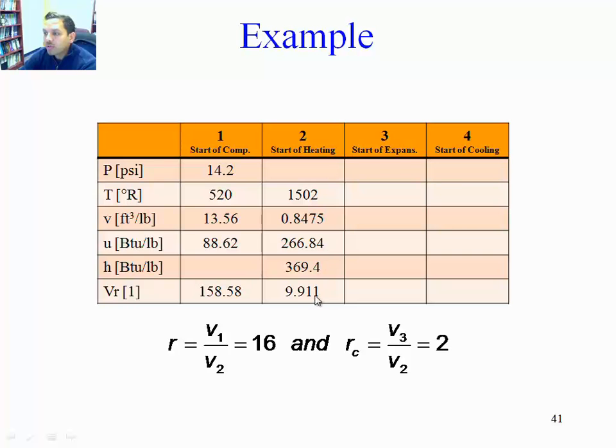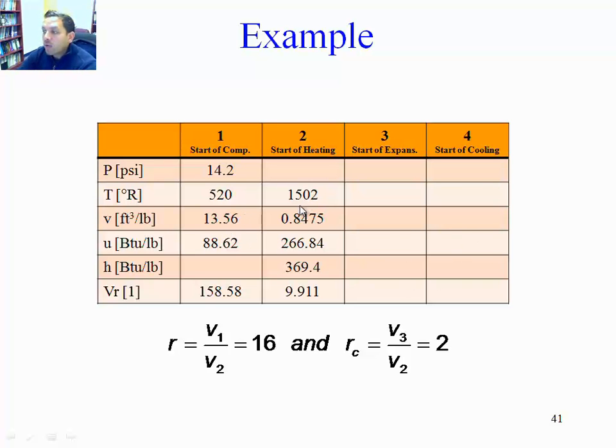So here it is. With a VR of 9.911, that's the only thing we know in state 2, we can go back to the table and get the temperature, 1502, interpolate the energy, 266, and interpolate the enthalpy, 369. Now the volume we found as 1/16 of the initial volume.